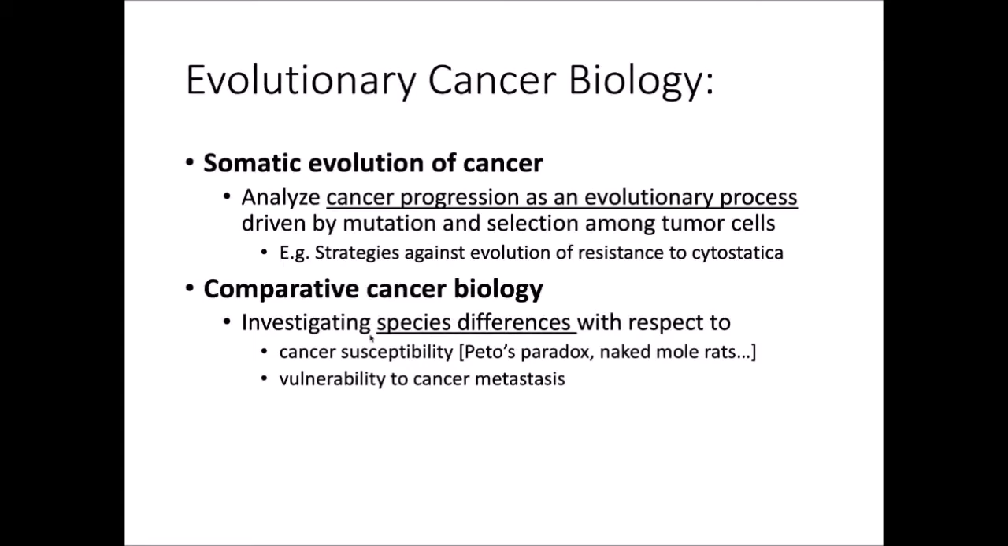And in there are also two directions that you can take. The one is to ask about cancer susceptibility differences between species, like for instance the question of Peto's paradox, which is basically the question why large mammals like blue whales and elephants don't get more cancer than you would expect based on the number of cell divisions they have to go through. That's actually a reasonably active field of comparative cancer biology.